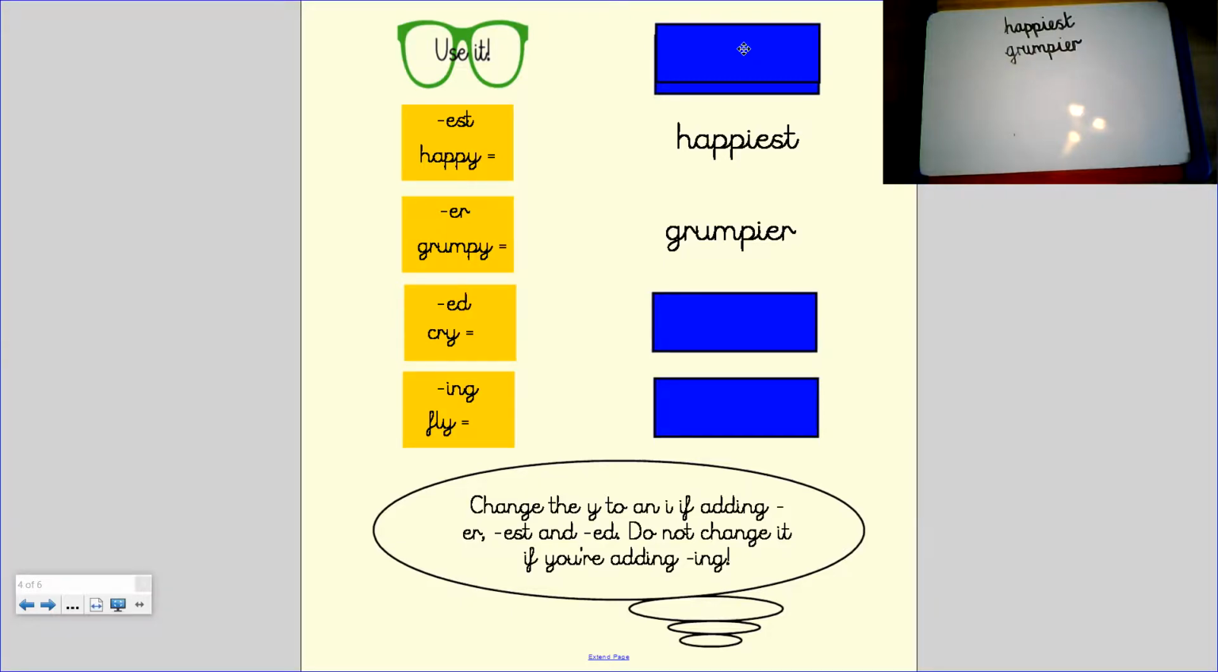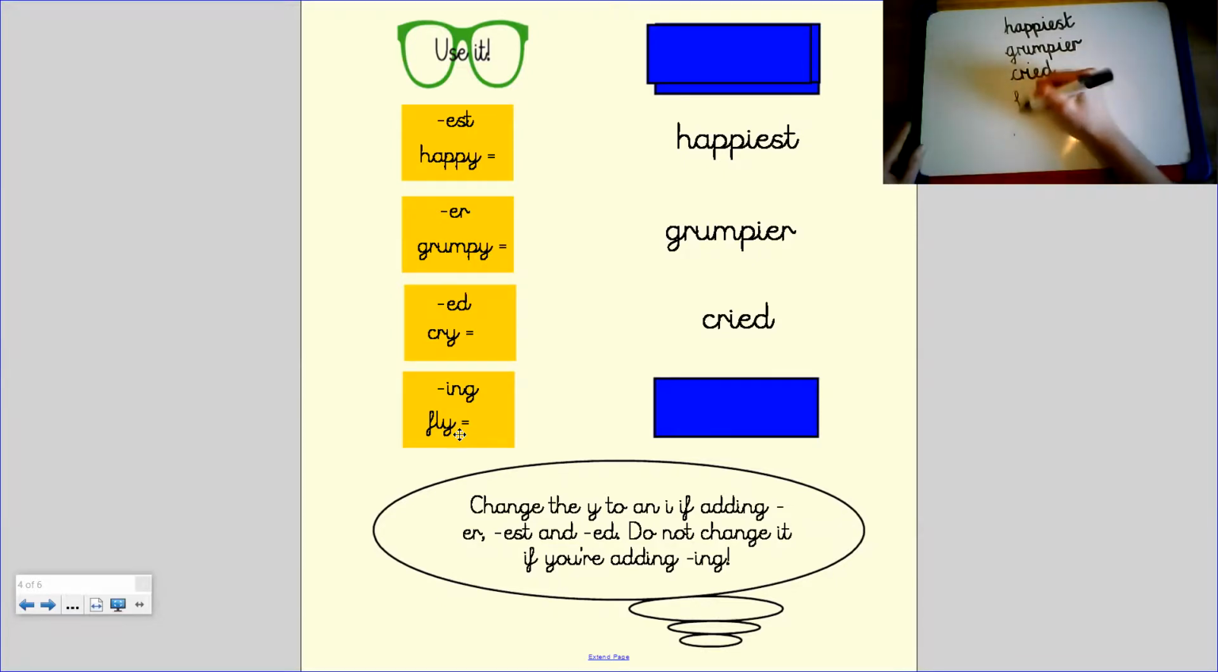Okay, next one. Cry and ed. Again, I'm adding my ed suffix. I'm checking my rule here. If I'm adding that suffix, I change my y to an I. Change that y to an I and add ed. It should look like that, year 3. Well done. And finally, fly and ing. I'm adding ing. So I do not need to change that y to an I. I don't want that double I unless it's taxiing or skiing. Really simple, no changes, just add that suffix on. Well done, year 3.